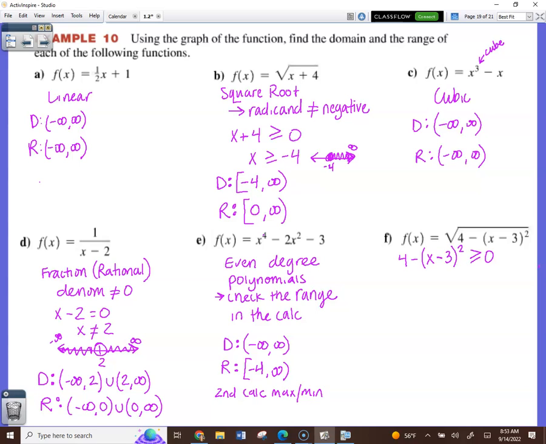I would not distribute the negative until you're done FOILing. So try it on your own. I'm going to work through the answer up here. I'm going to try and block the answer because I don't want you to look up and say, oh yeah, that's how I would do it too. I want you to try it on your own. Simplify the binomial first, then distribute the negative, then combine like terms, then factor it.